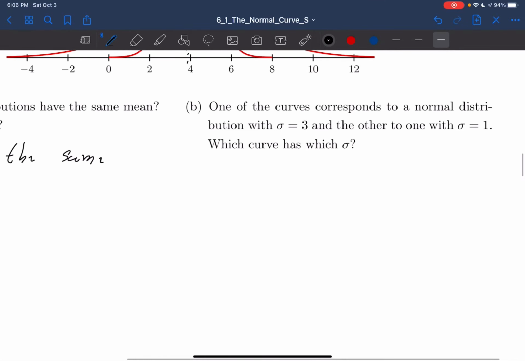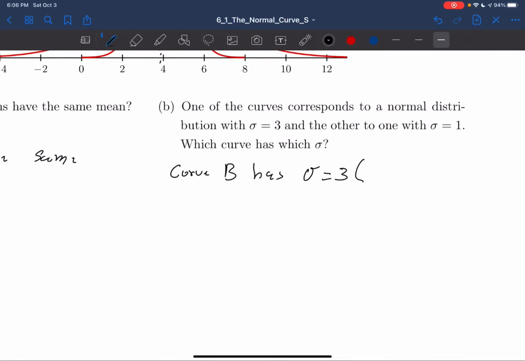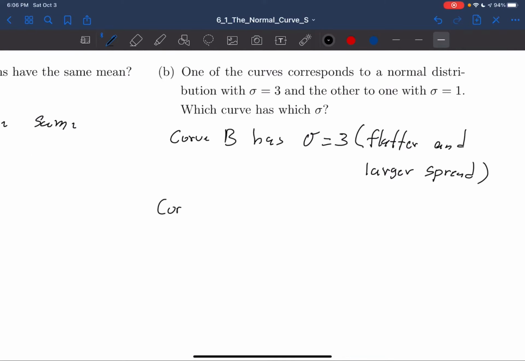So here, curve B has a standard deviation of 3 since it's flatter and has a larger spread. And here, curve A has a standard deviation of 1 since it has a smaller spread.